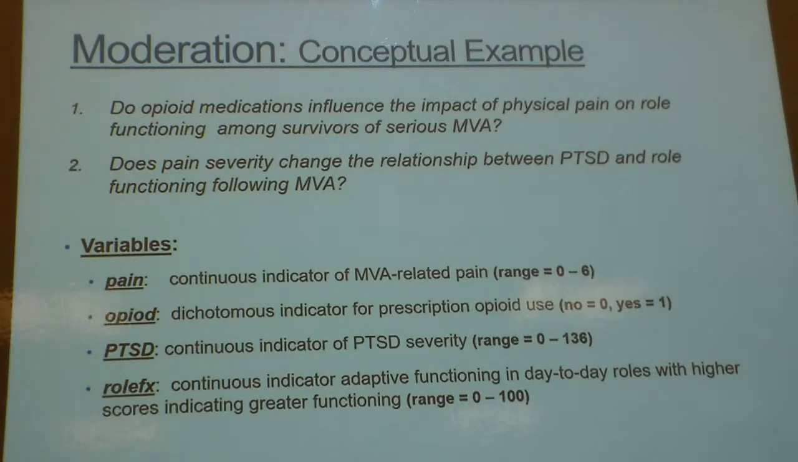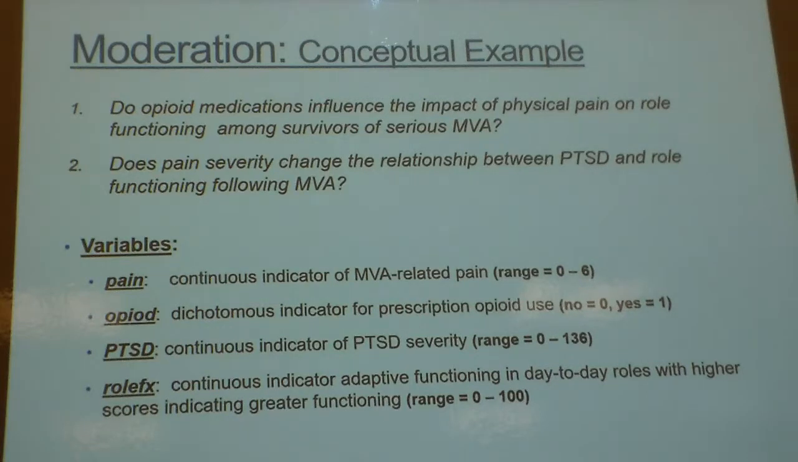I'm having trouble verbalizing it because pain severity is also a continuum. So thinking about high levels of pain severity or low levels of pain severity: at higher levels of pain severity, the relationship between PTSD and neural functioning would be stronger than at lower levels.